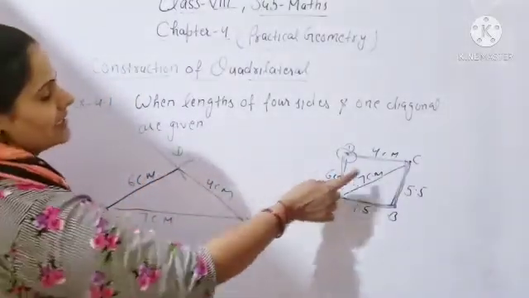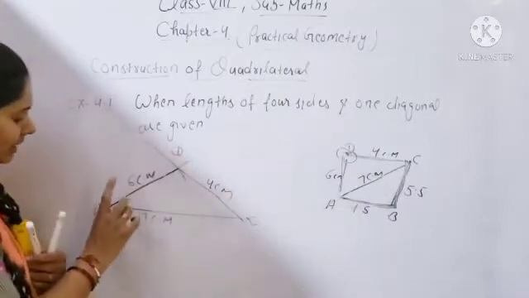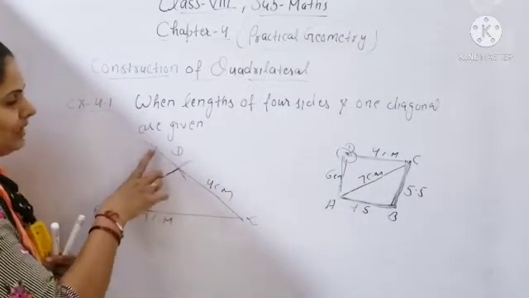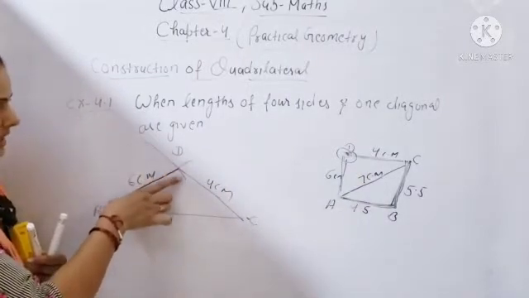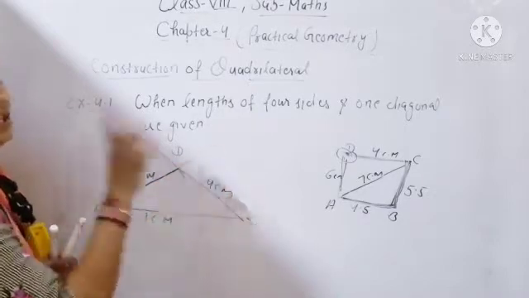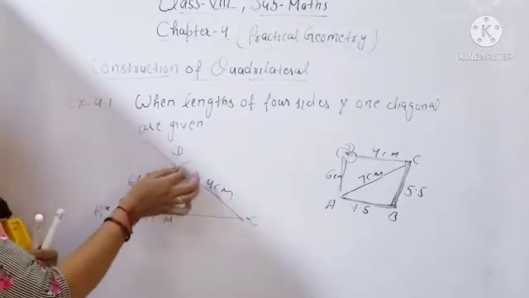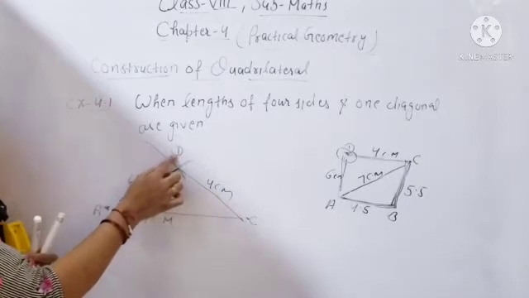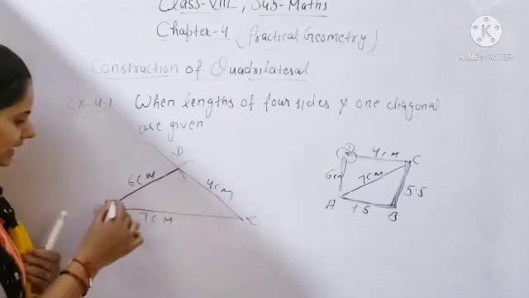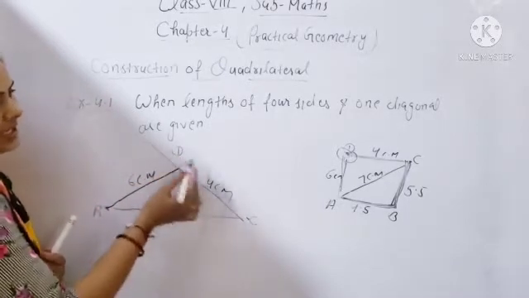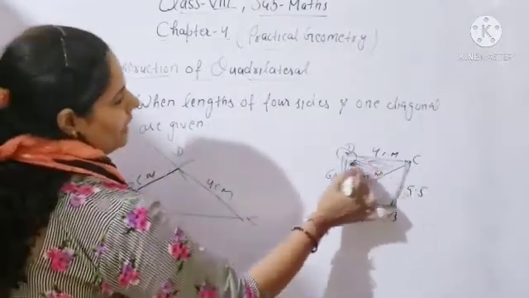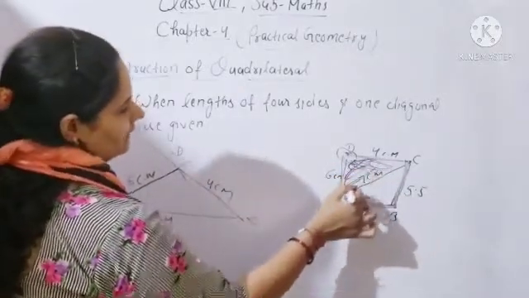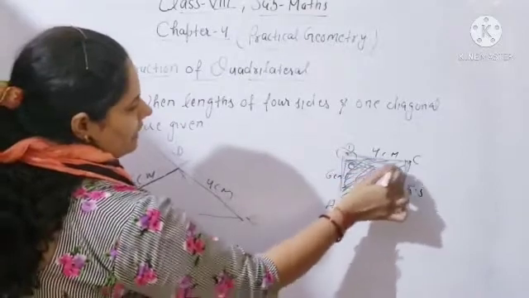So what is the length? Here 6 centimeter, here 4 centimeter. So from point A, with the help of the compass, you will draw the arc of 6 centimeter. From point C you will draw the arc of 4 centimeter, and the intersecting point of both arcs is point D. After that you will join the line AD and next CD. So this upper part, this triangle, you have done.